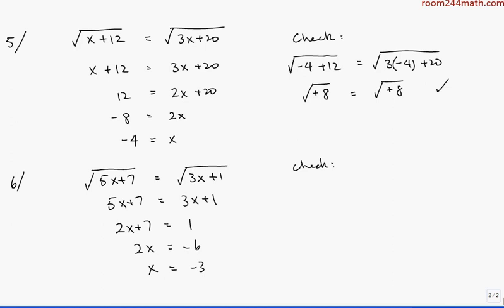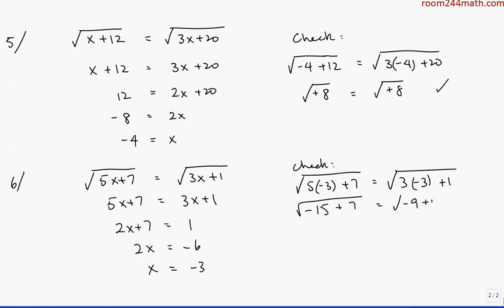So let's take a look at the double check now. When I plug in the negative 3, I have root of 5 times negative 3 plus 7 on the left-hand side. On the right-hand side, I have 3 times negative 3 plus 1 as my radicand. So this is negative 15 plus 7, and this is negative 9 plus 1. So this is the square root of negative 8 and the square root of negative 8. Now, you might look at that and say, well, I might not be able to calculate the square root of negative 8, but surely the square root of negative 8 is equal to the square root of negative 8.